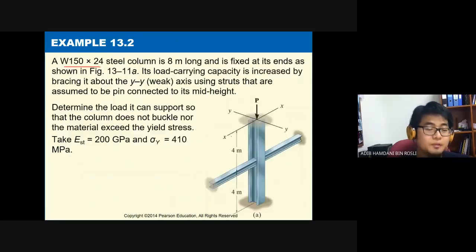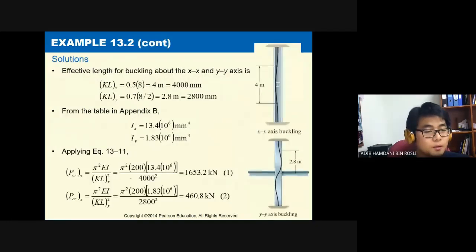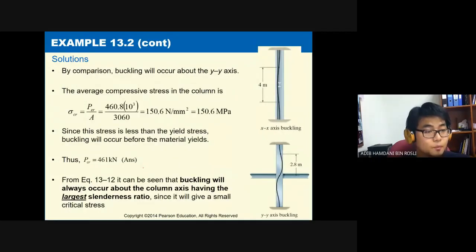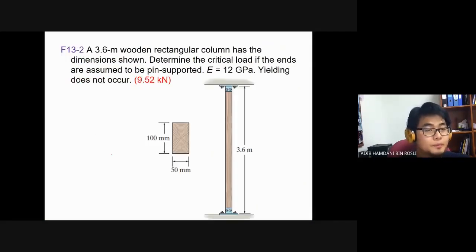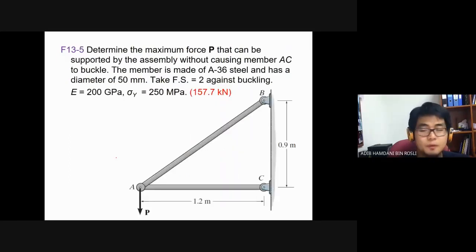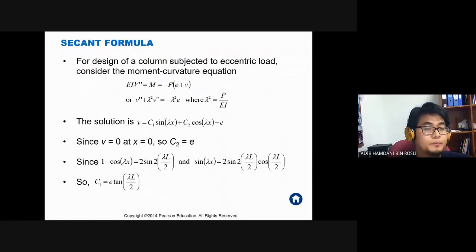What you have here are different Ixx and Iyy with different types of support at XX and YY, and then you compare them and see which one will buckle first. Then F13.1, F13.2, and F13.5 will be in your tutorial. I will post the tutorial for these problems. And then we go to the next part, which is the secant formula.